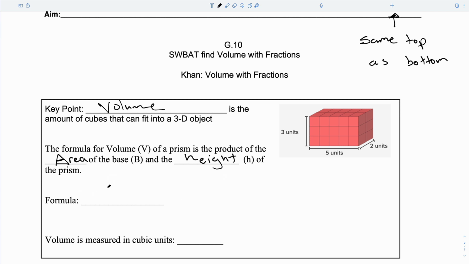Your formula looks like this. We're going to be writing this a lot. V equals B, the area of the base, times the height. So B is the area of the base, and H is the height.